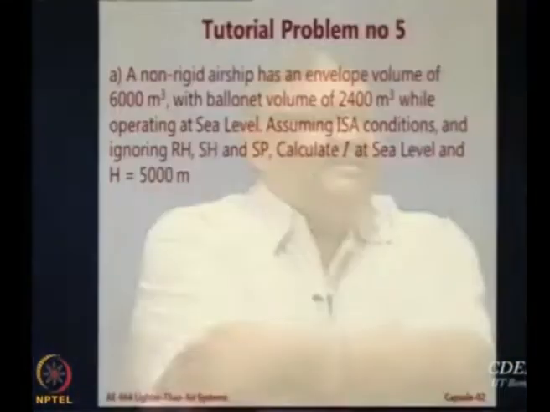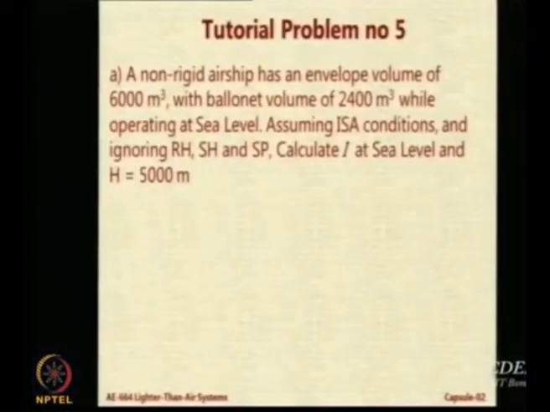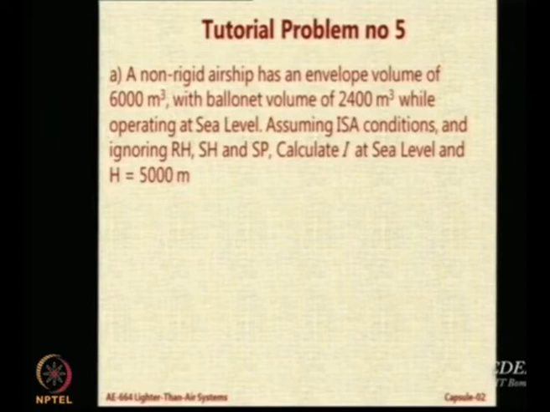Okay, so let's see if we have understood this by doing a simple tutorial problem. This problem will run now in the whole class for all the examples that we see. So we assume there is an airship of 6000 meter cube envelope volume and a balloon of 2400 meter cube at sea level condition. So we are assuming sea level conditions, and for simplicity we are ignoring the relative humidity, that means that E will be 0. We are also ignoring superheat and also ignoring the super pressure. So calculate I at sea level and I at h equal to 5000 meters.